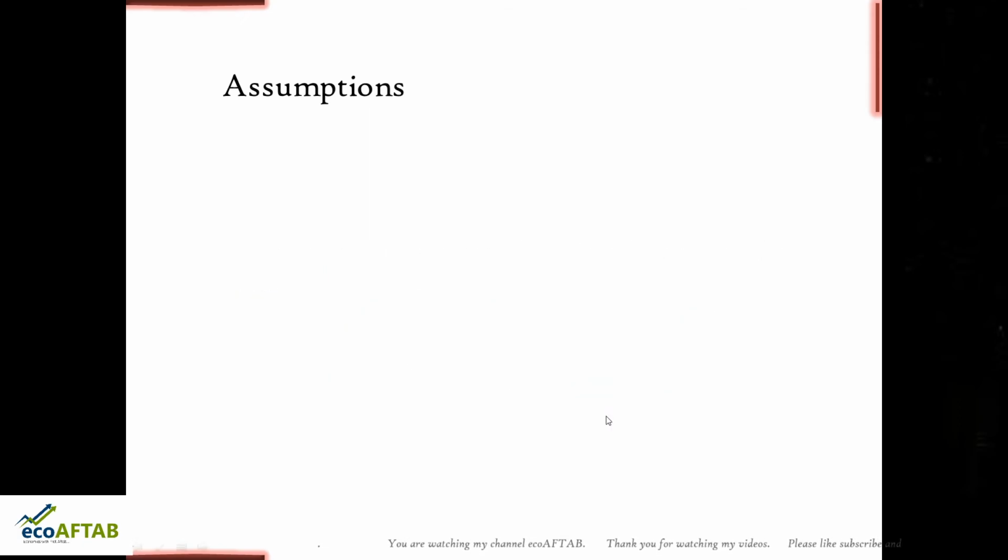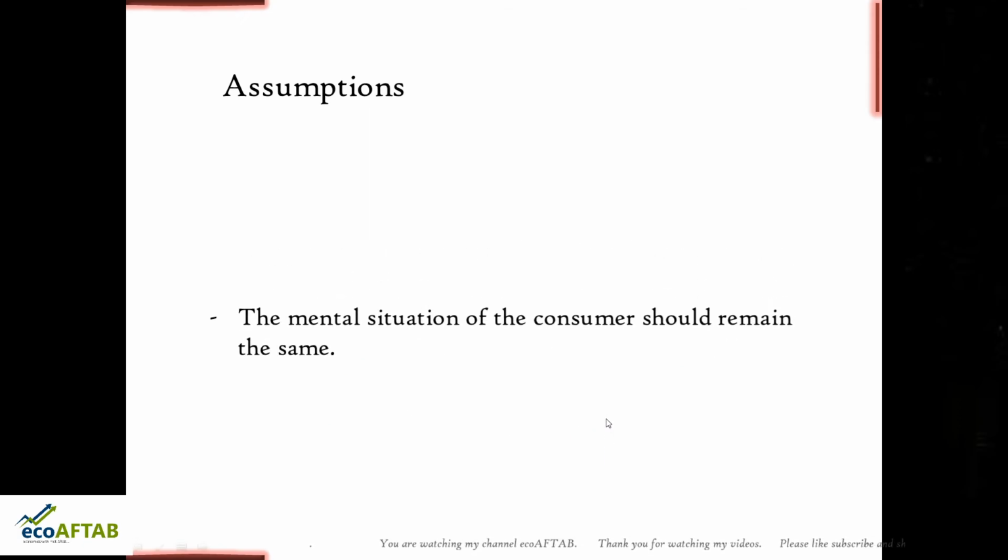The next point is the mental situation of the consumer should remain the same. Here when I am speaking about mental situation, I refer to it as the psychic, that is, he should not be intoxicated, he should not be under any drugs, because in case of intoxication or drugs, the consumer will not be a rational consumer, and he will not be knowing what he is doing. So in such a situation, the law of diminishing marginal utility may not work.